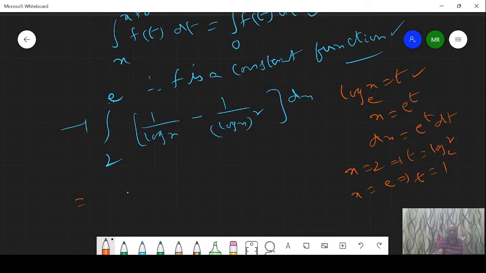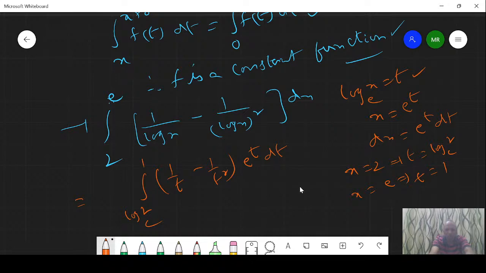So now I can write the limits. If I change the limits, you can see what it comes to now. This is the integral from log 2 base e to 1 of (1 by t minus 1 by t square) e power t dt, since dx means e power t dt.